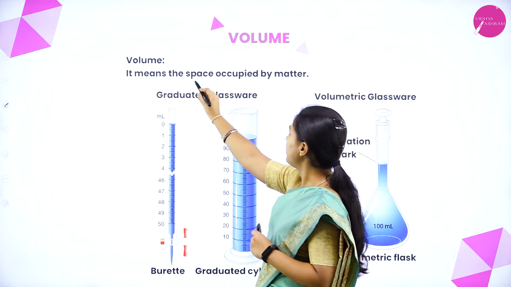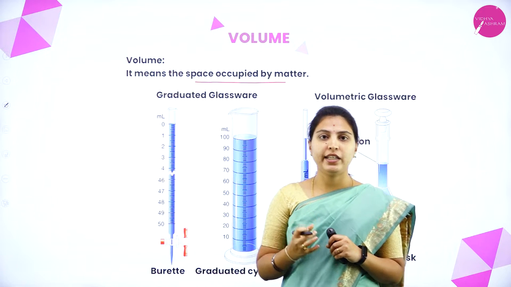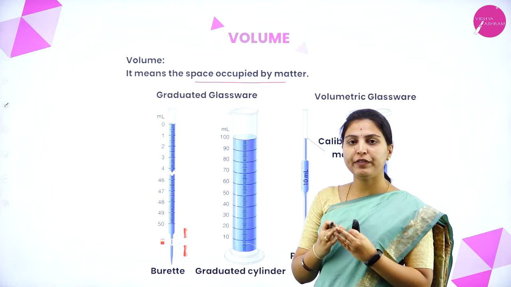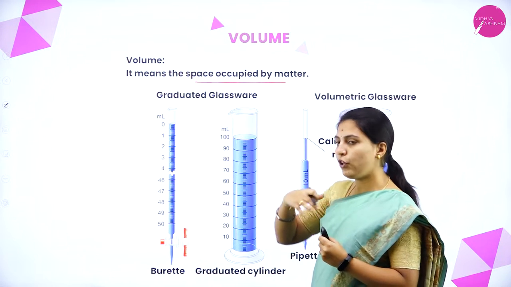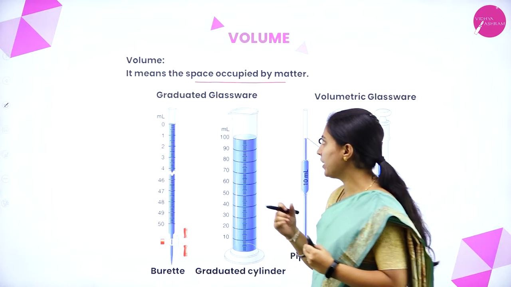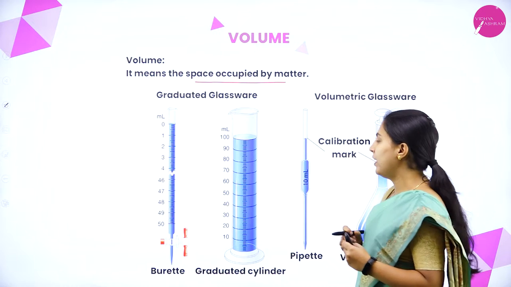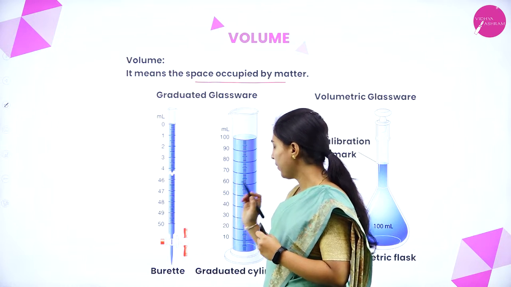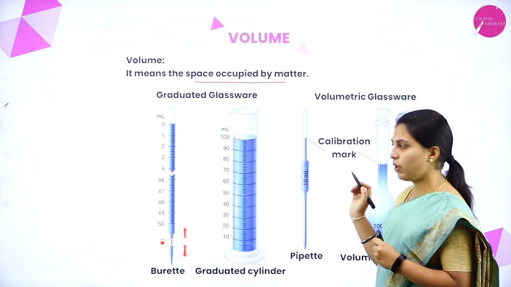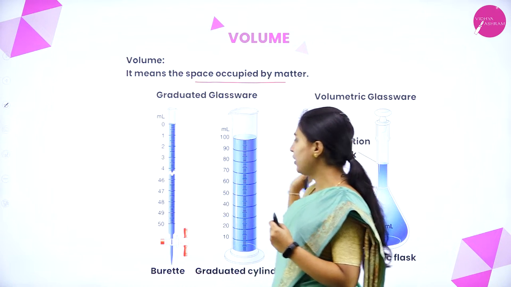Volume means the space occupied by matter. We consider volume especially for the liquid state of matter, where the freedom of movement is a little bit free. It will occupy the container space and take the shape of that container. These are the objects we use in the chemical laboratory: this is a burette, this is a graduated cylinder, and a pipette and volumetric flask. To measure volume we use these things.